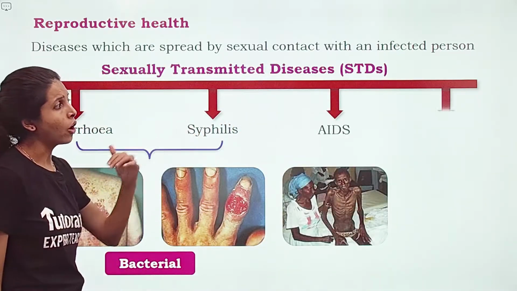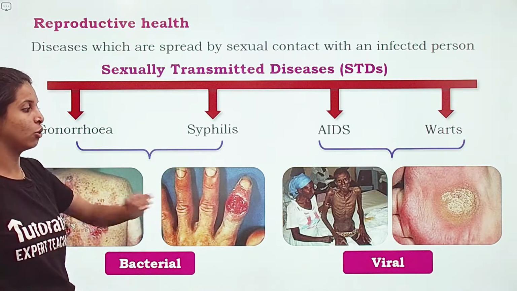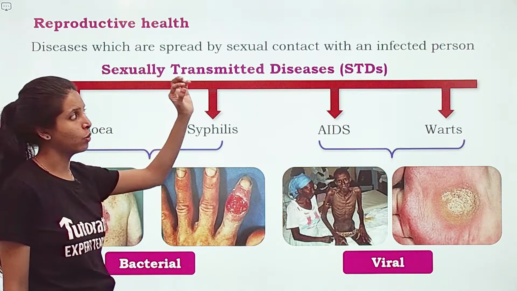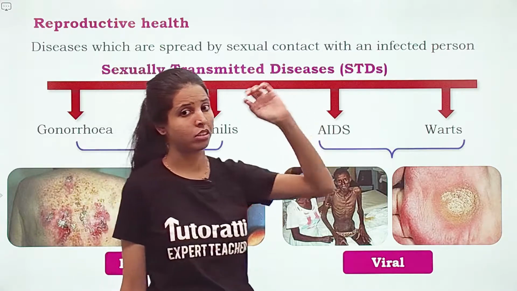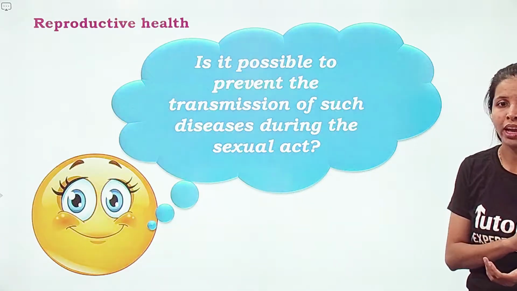AIDS है और warts है बच्चा, these are happening due to a virus. इसके लिए उनको viral बोला जाता है. The diseases which are spread by sexual contact with an infected person to a healthy person are sexually transmitted diseases. Bacterial भी होते हैं and viral भी होते हैं.